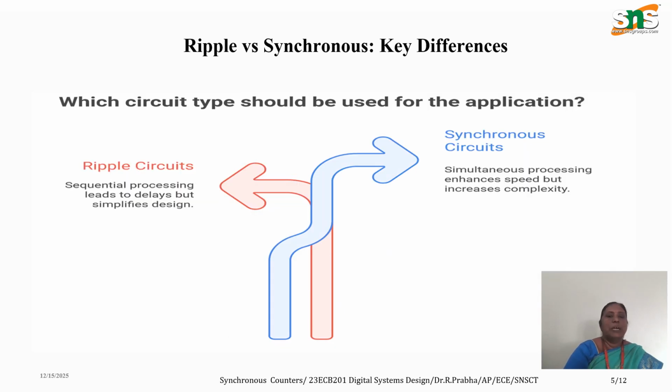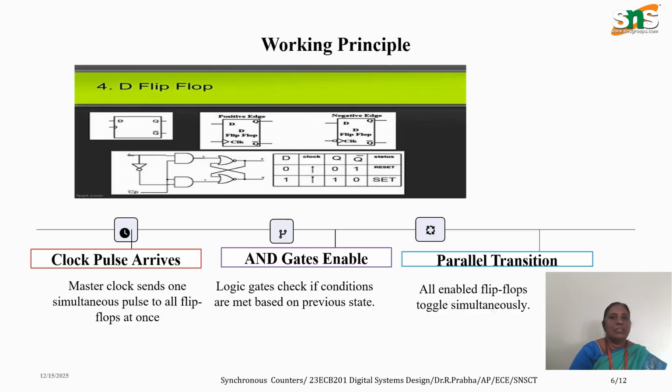And if we compare the asynchronous and synchronous counters, the key differences are these. In ripple counters, there is sequential processing because of the cascading structure, and this leads to delays, but the design is simple. And if we come to synchronous counters, the simultaneous processing increases the speed of the operation, but at the same time the complexity also increases.